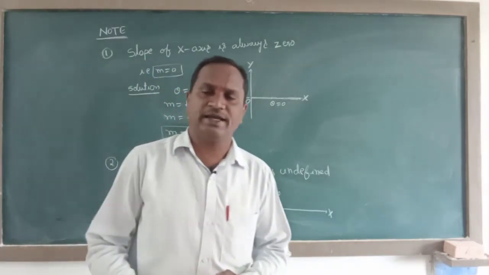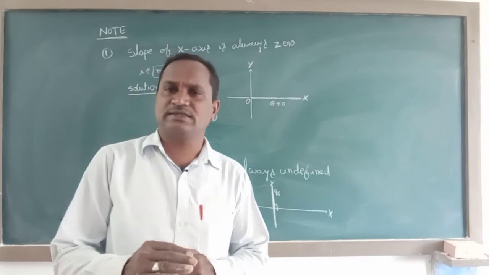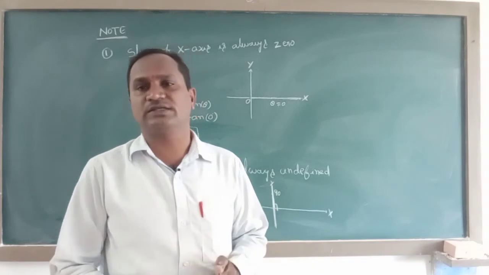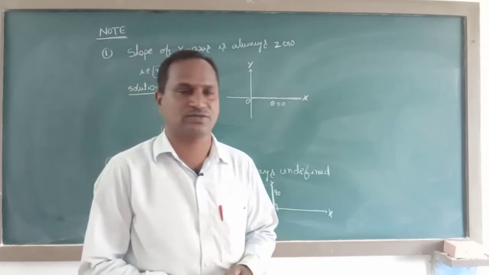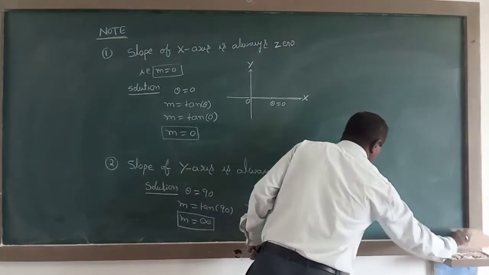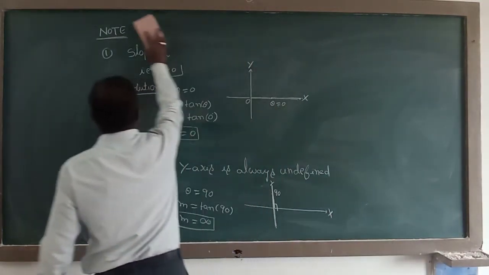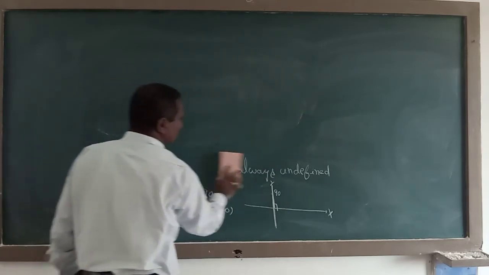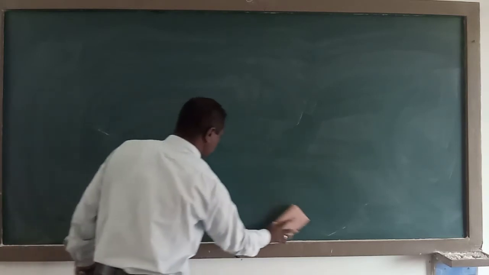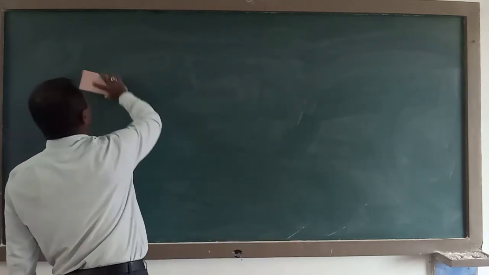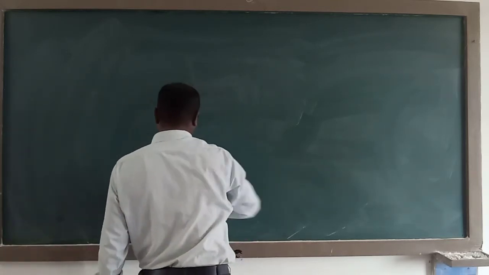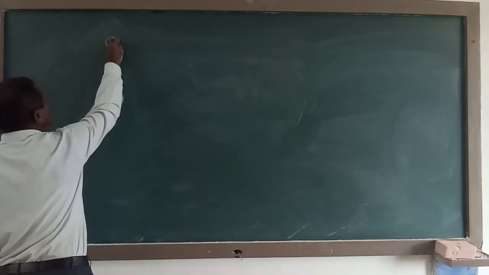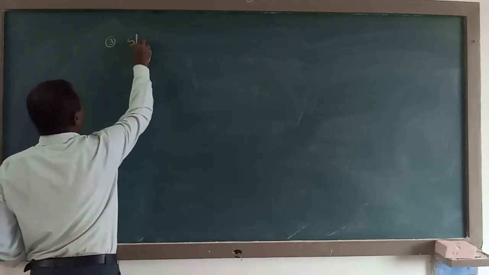Now we are going to take lines. Whenever they are parallel to the x-axis, how are their slopes? Whenever they are parallel to the y-axis, how are their slopes? About those conditions we will now discuss. Third condition: the slope of any line parallel to the x-axis.